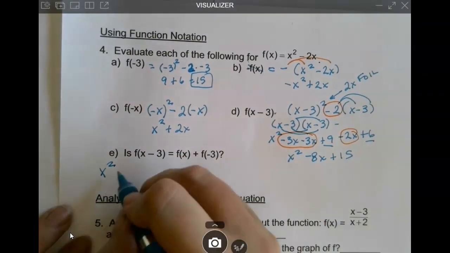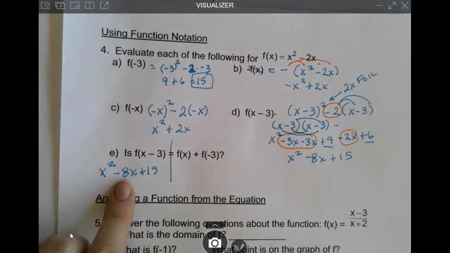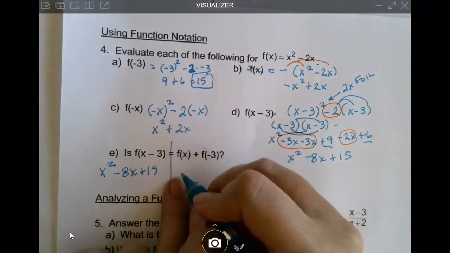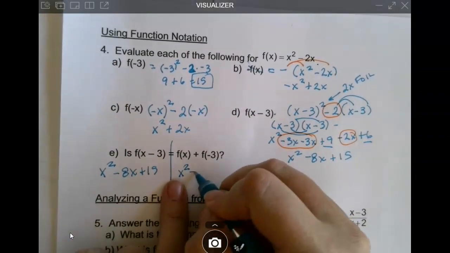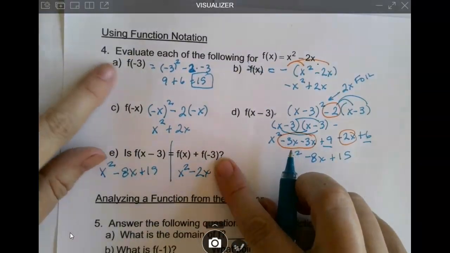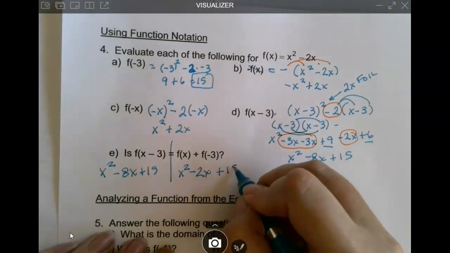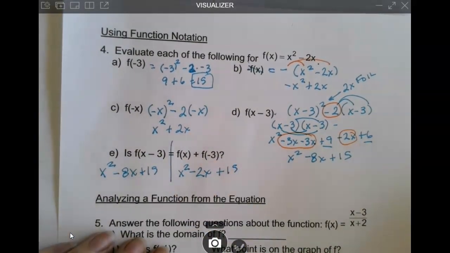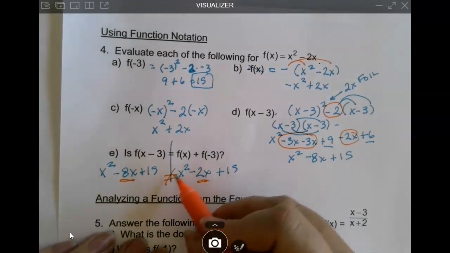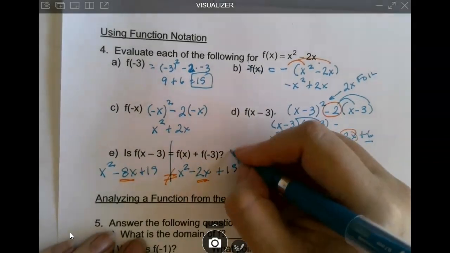X squared, I'm just going to copy it over. And I'm going to decide, is this the same as this part? Well, this was just my original equation. So this part is x squared minus 2x, my original problem. And then I've already done this part also. That was the first part we did, which we found was just 15. So are these two things equal? No, they're not the same because this has an 8 and this has a 2, so these things are not equal. So these two things are also not equal.